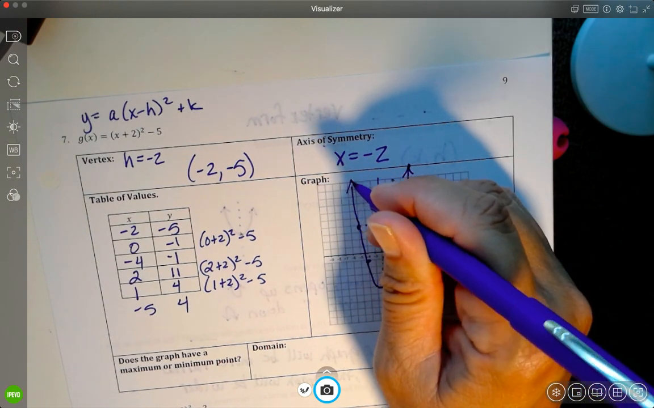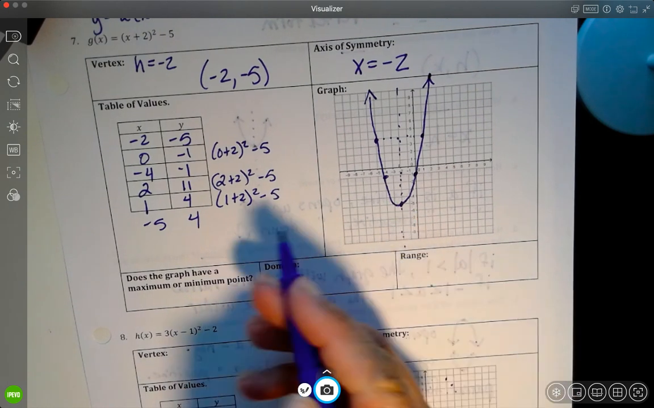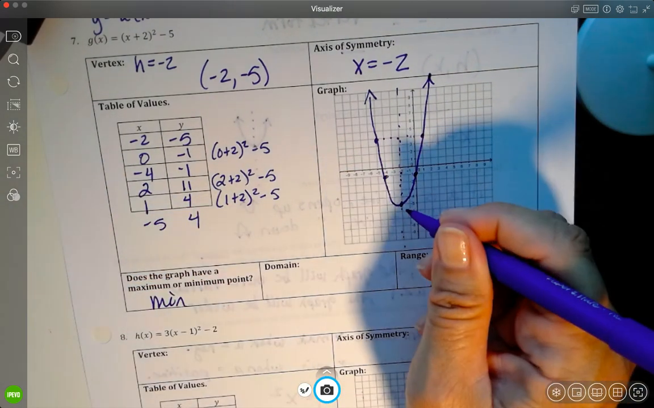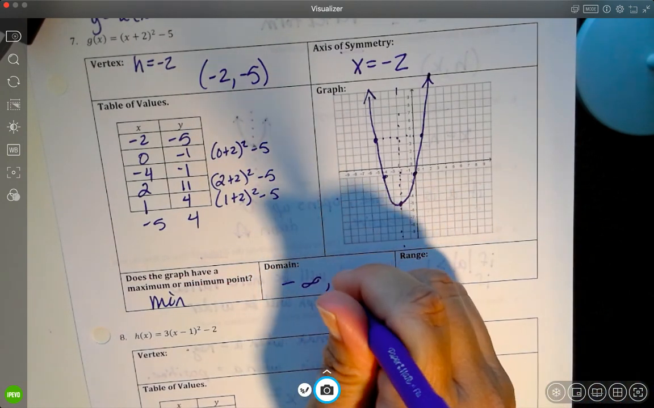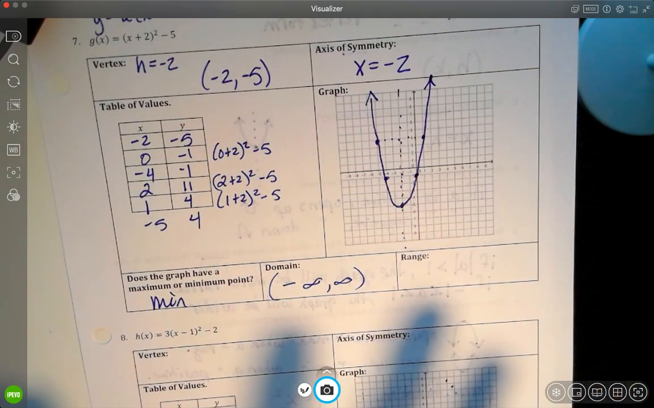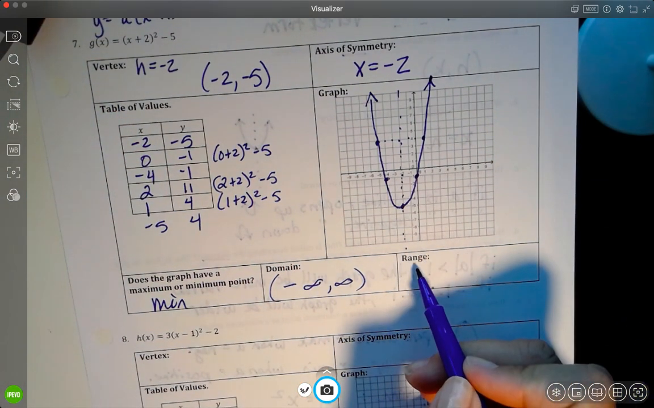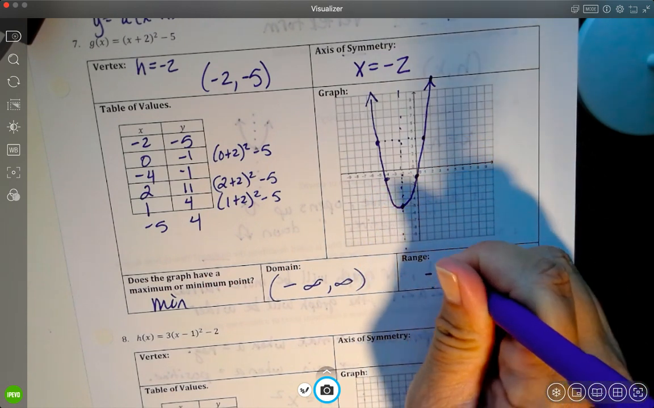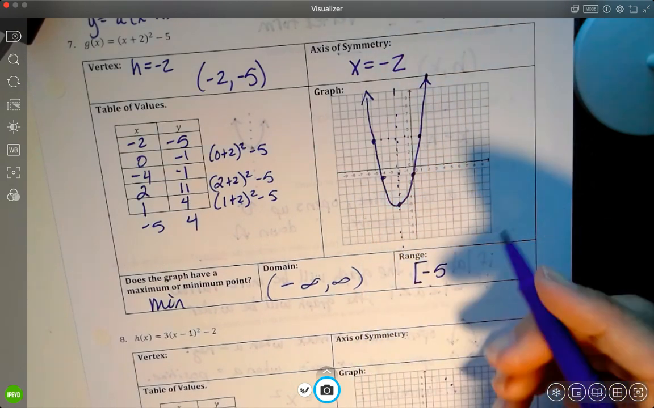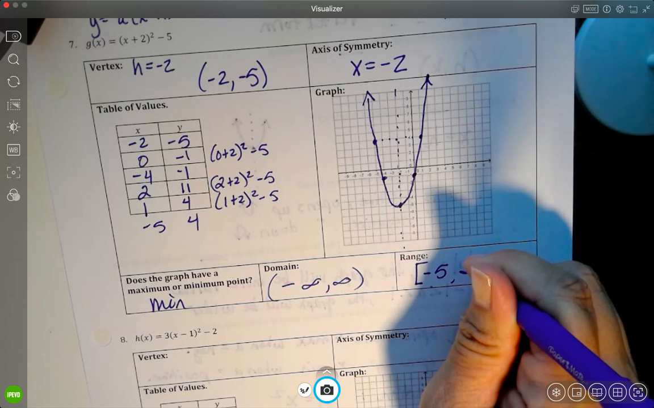To graph, does the graph have a maximum or minimum? Well, you can see it has a minimum. See, the vertex is at the bottom. Domain, pretty much for quadratics, is always negative infinity to positive infinity because it's going to keep going outward. And then range, from the bottom to the top. Well, my lowest y is negative 5. It's included, and it's going to go all the way up to infinity, which is always parentheses.